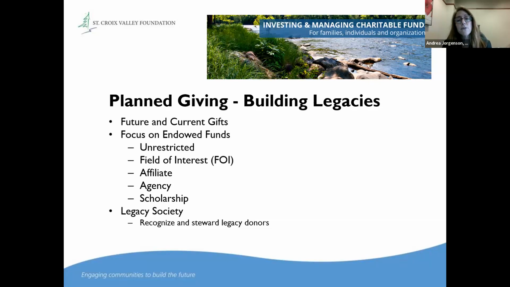Funds like our field of interest funds cover a more regional territory. Nonprofits within our 6-county region will be able to apply through a granting cycle if their program meets, for example, that environmental fund's qualifications. So the field of interest funds have a broader reach.